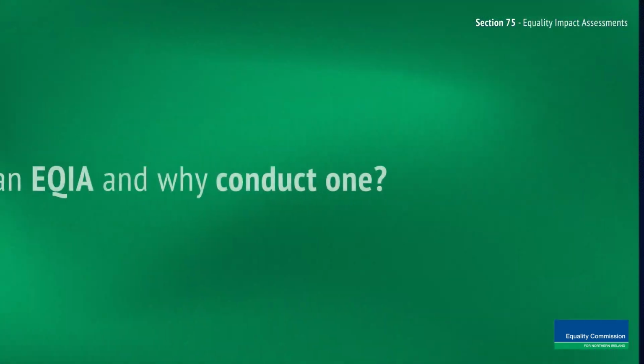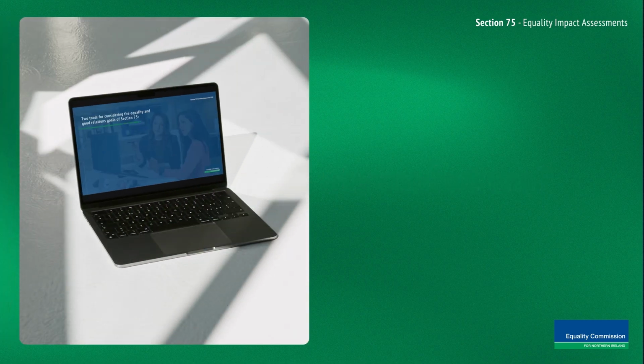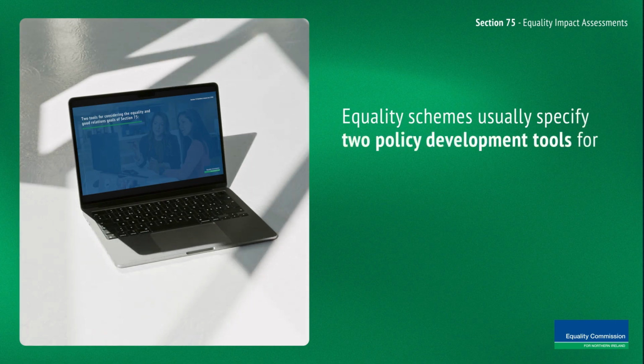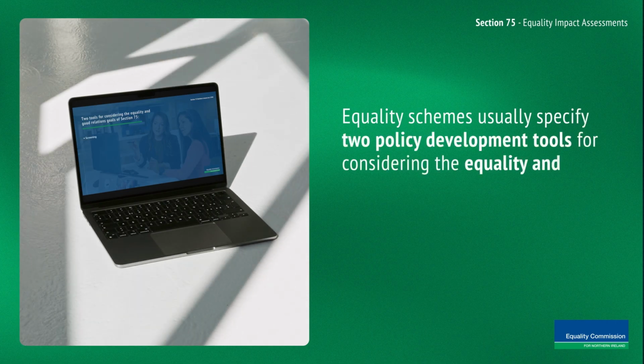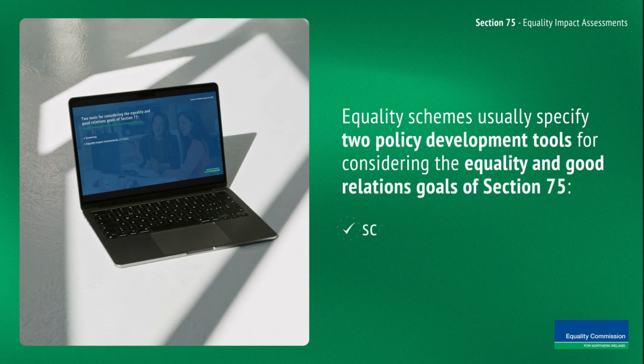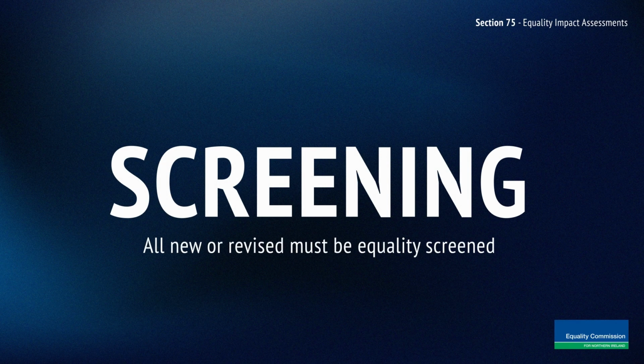So, what is an EQIA and why conduct one? This question was largely answered in our video on equality screening, where we explained that the equality schemes usually specify two policy development tools for considering the equality and good relation goals of Section 75: screening and EQIAs. To recap, screening is the crucial first step.